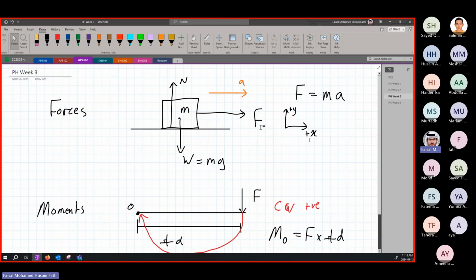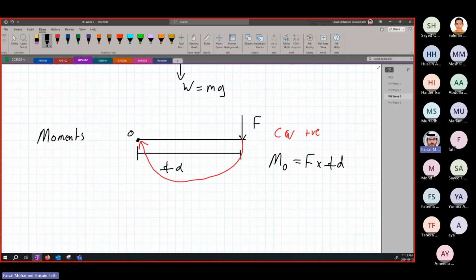You can assume the opposite directions as well. There's nothing wrong with that. Just make sure that you are consistent with your assumption. Do not change the directions midway while solving. From the very beginning, assume a positive direction, and anything in that direction will be positive. Anything opposite to that direction will be negative. So this was just a review of what we did earlier.